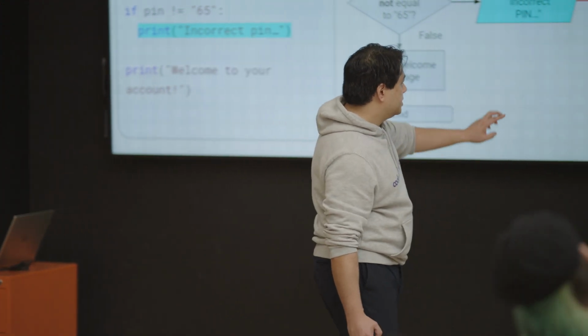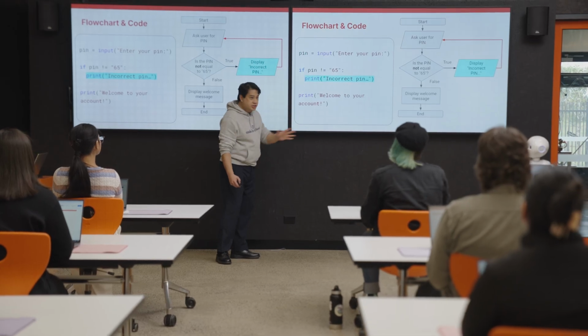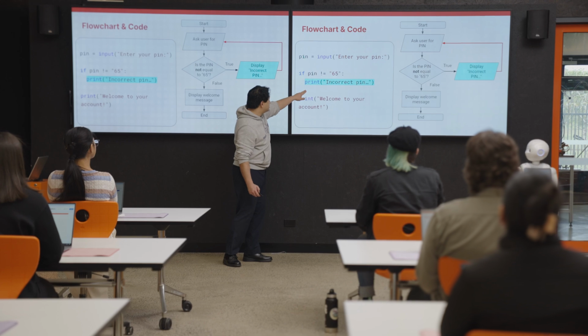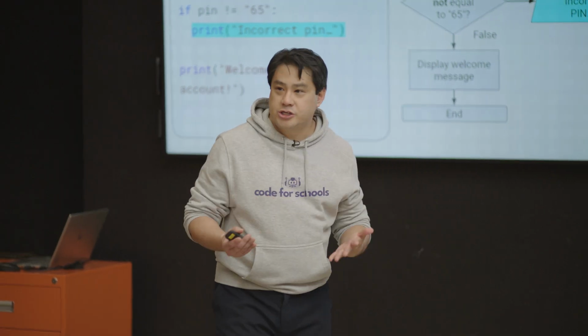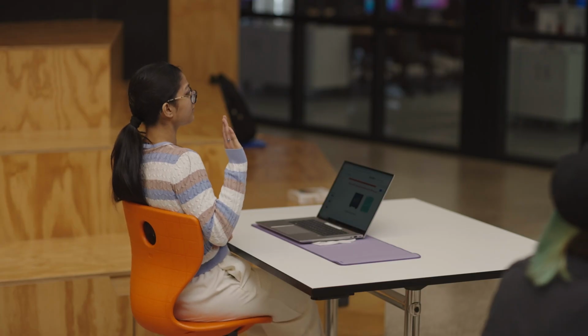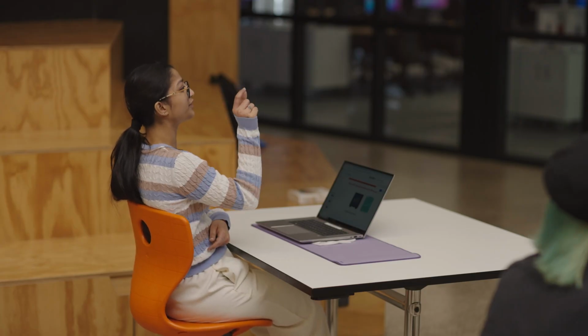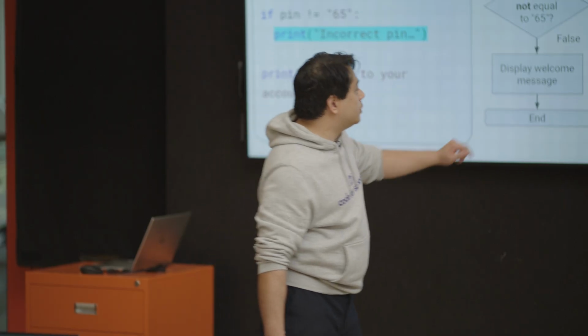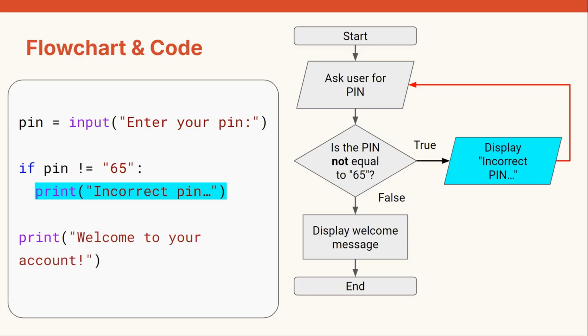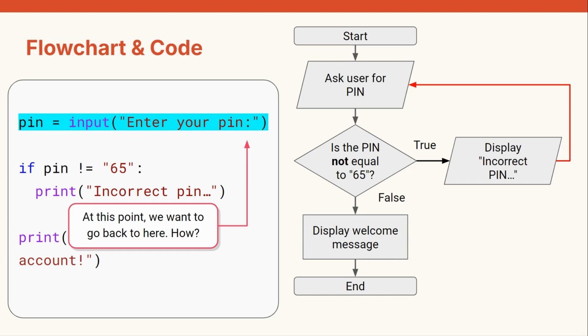At this point, after this line, just like you said, Luna, we want to be able to go back somewhere, right? Where would we like to go back to? Yes, Bhavna? To the starting point of displaying enter your pin. Yeah, good. We want to go back to here, don't we? The starting point. Yeah, good. We want to go back to exactly that point there. But how do we do it?